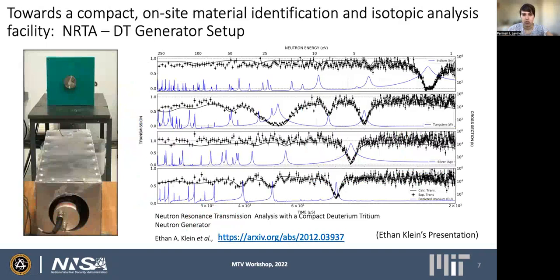Currently, NRTA is only carried out at very expensive beamline facilities such as the NIST Center for Neutron Research, where we might need extremely high levels of precision for cross-section measurements, for example. And this is because we haven't developed any facilities for NRTA. Our lab is trying to make NRTA compact and suitable for on-site use via alternative methods of beam generation. And we're looking at this through various ways. Also in our lab, and you can see this work from Ethan Klein, is looking to generate the beam using a DT generator setup.